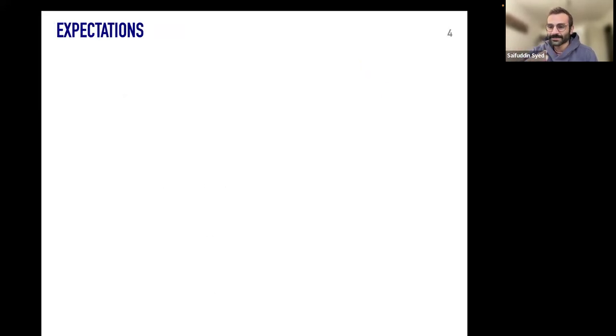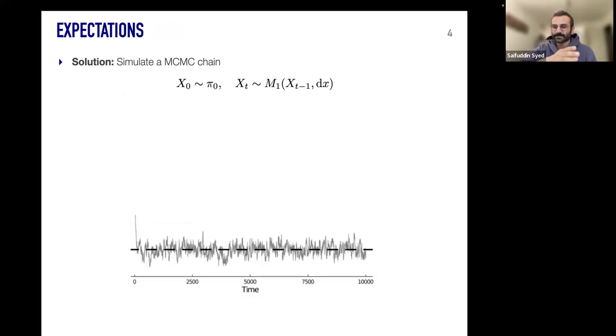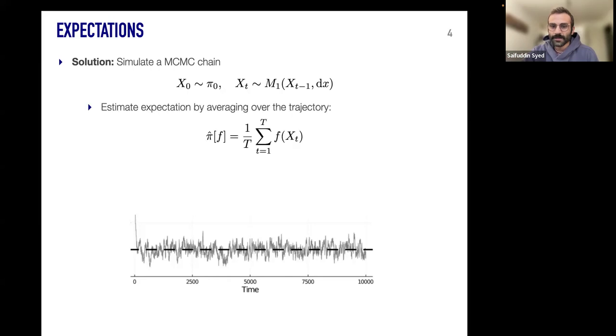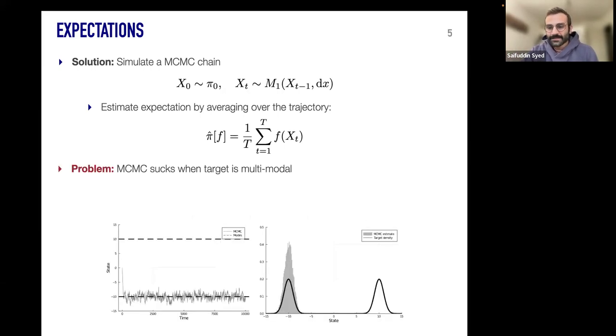Now, for expectations, another naive thing that we can do is just run an MCMC algorithm. I can again initialize from my reference, and generate a trajectory from some Markov chain M that targets our target distribution. And if we average across the trajectory, you get an estimate of the expectation of whatever function you want. In practice, as we all know, this kind of sucks, naively, right?